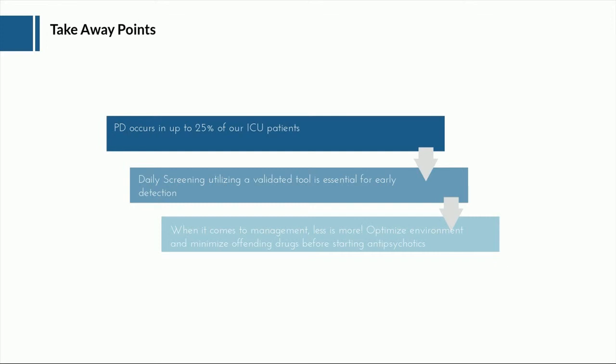Key points are that pediatric delirium occurs in 25% of our patients, and assessment tools are very essential for early detection. Lastly, remember that when managing ICU delirium, less is more. Optimize the environment and minimize those offending drug therapies before initiating antipsychotic medications.